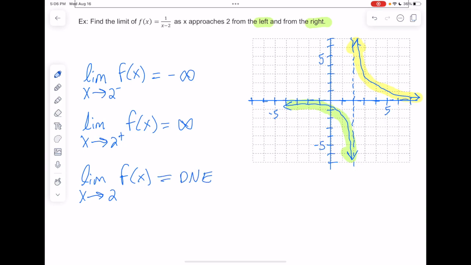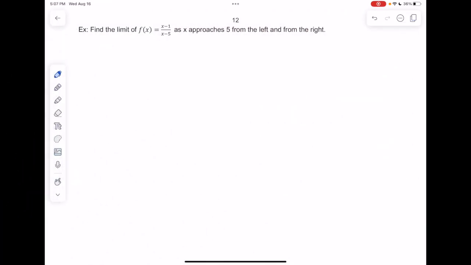Now remember, I said earlier that if the limit is negative infinity or positive infinity, that actually means the limit does not exist as well, but we have a way to express it if the limit is infinity or negative infinity. If we're getting different answers for those infinities, then we still have to end up saying that the overall limit doesn't exist. All right, let's go ahead and look at another example.